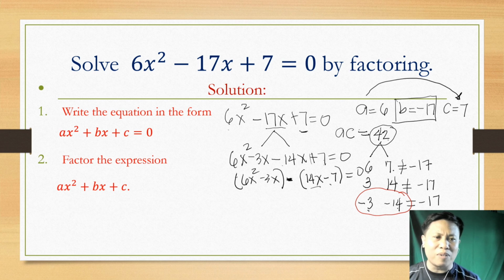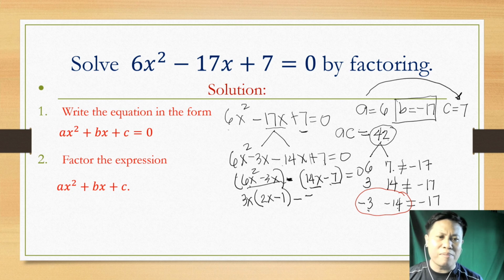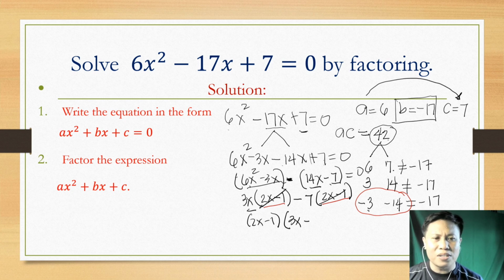Then get the common factors of each group. 6x squared minus 3x, their common term is 3x. We factor out that. So this one will become now 2x minus 1. And the second group, the common factor between 14x and 7 is 7. So you have now 2x minus 1. So if you will observe, the result has a common factor also. We factor out the 2x minus 1. Then, when we factor out, matatanggal na yan. Ang matitira na lang ay 3x minus 7 equals 0.